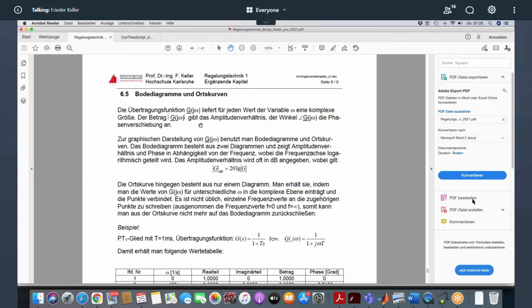Well, what we have not discussed so far are Bode diagrams and Orts curve. Now I must ask you, have you ever heard of a Bode diagram? Answer me in the chat, or by your microphone.